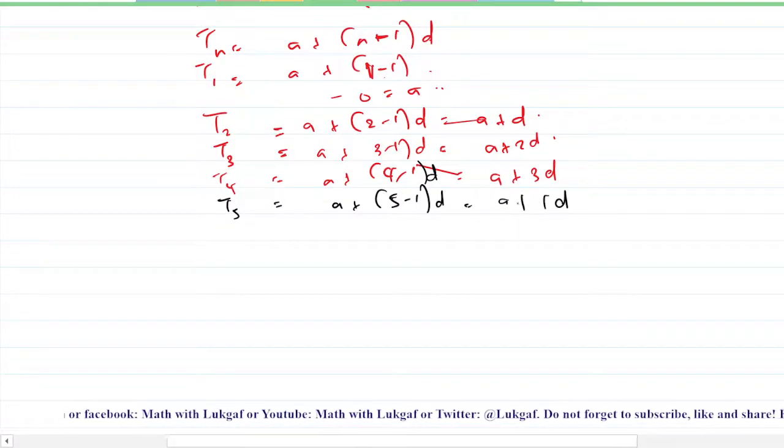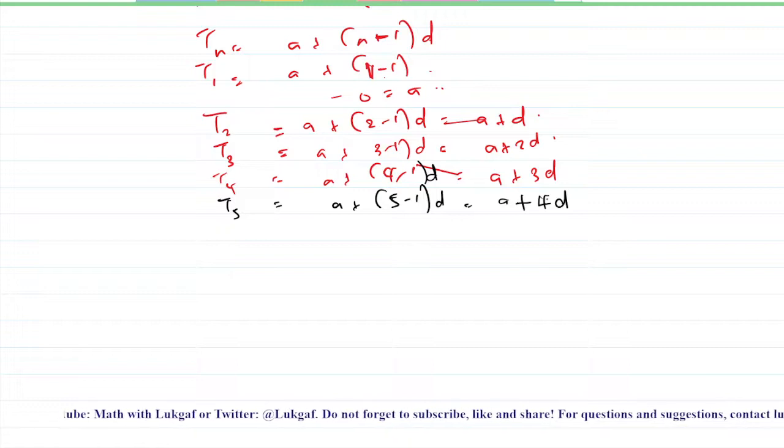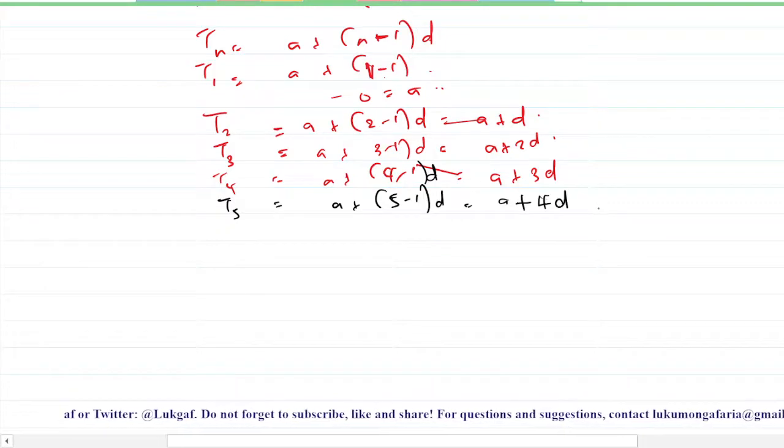What do you observe? You will notice that for each of these terms, it's just like subtracting one from the difference. You understand now? That's why the first term has no difference at all. For the second term, we have A plus D. We're supposed to have two differences, but we subtract one from it. So that's why we have A plus D. For the third term, we are supposed to have three differences.